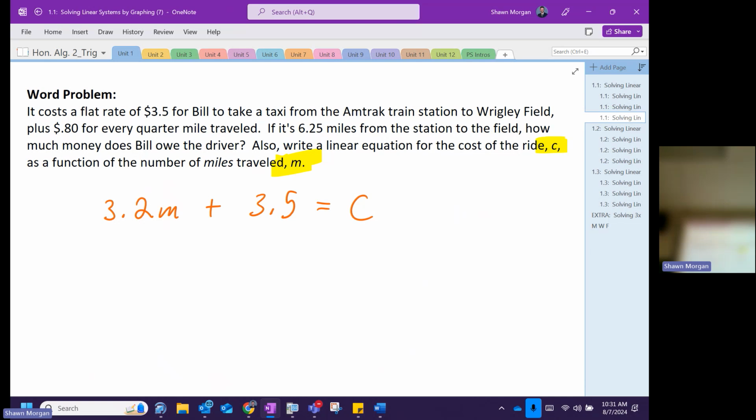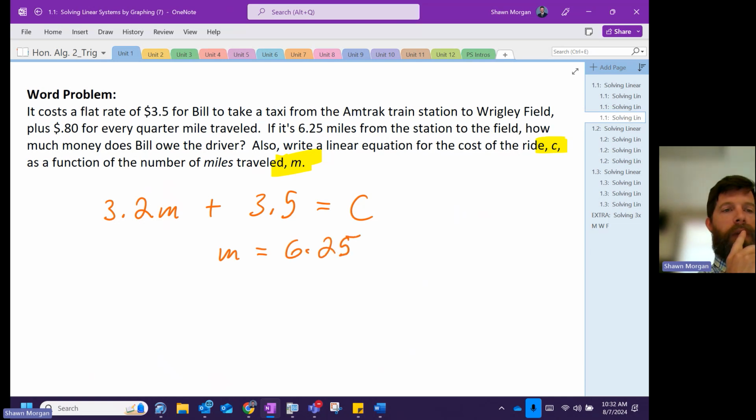Who could come up with my other equation? Mr. Alexander. So it would be 3.2 plus 3.5 times however many miles, I guess. All right, well, no, it would be 3.2 times however many miles plus 3.5. And do we know however many miles? 6.25. So is M equal to 6.25? Is that what we're saying?